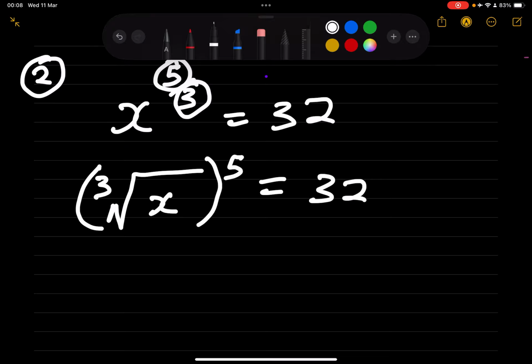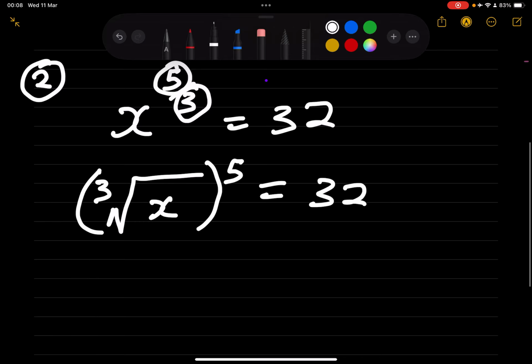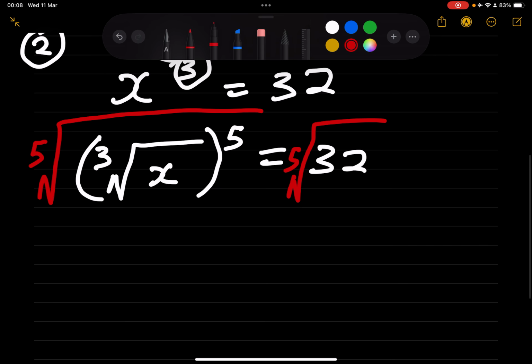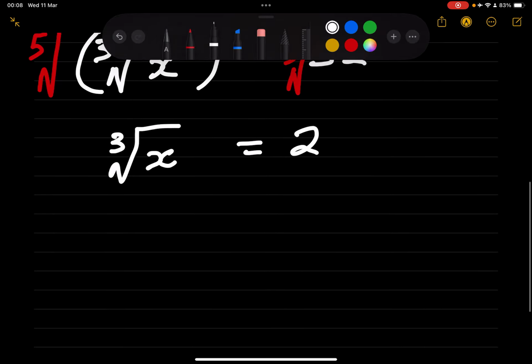How do we remove the power? We remove the power by rooting. So we are going to root 5 times on both sides. So we're going to fifth root both sides to remove the power of 5. And then we are now left with cube root of x on the left. And we know that the fifth root of 32 will give us 2. The fifth root of 32 is 2.